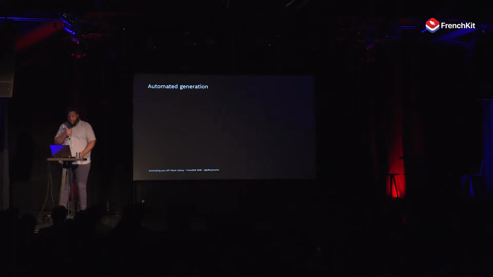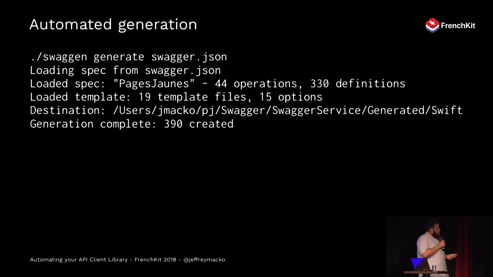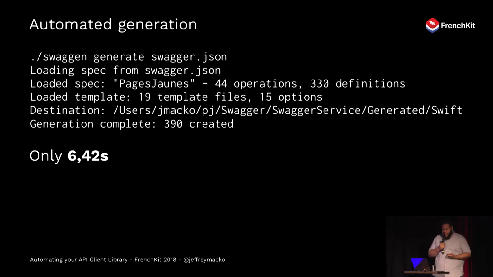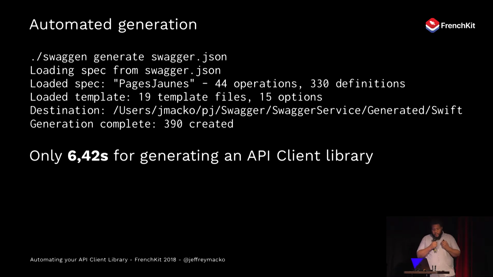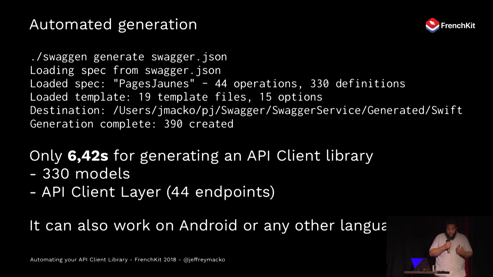So, automated generation. This is just the output that has been generated when you launch it. As you can see, it's pretty easy. SwagGen generates. You pass it the file, and it does its stuff. It only takes 6.42 seconds. It's really, really fast. And it generates the API client library. I mean, 330 models, the API client layer for approximately 44 endpoints. And it can work on Android or any other language because it's just code generation. It can work for everything.